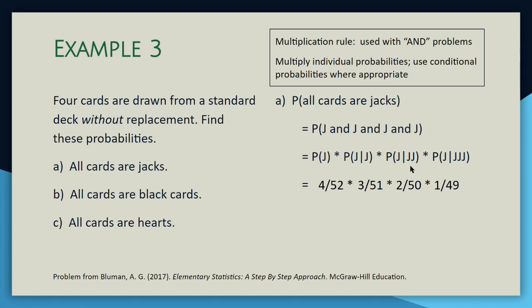So in symbols, it looks intimidating. In numbers, we can see a pattern. Because we're removing a jack and then another jack and then another jack, both the numerator and the denominator are decreasing by 1. We're removing 1 jack and 1 card. If you plug that into your calculator all at once, it's going to give you an ugly decimal. So what I did is I multiplied the numerators and the denominators separately, and I got 24 over 6,497,400.